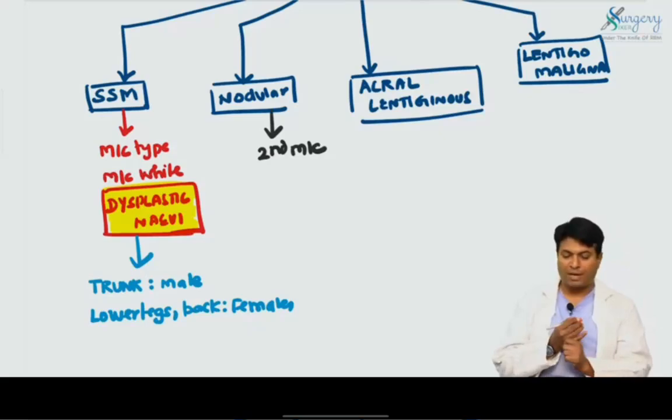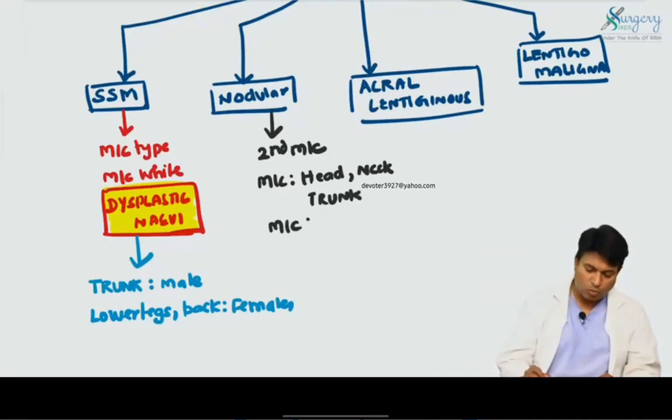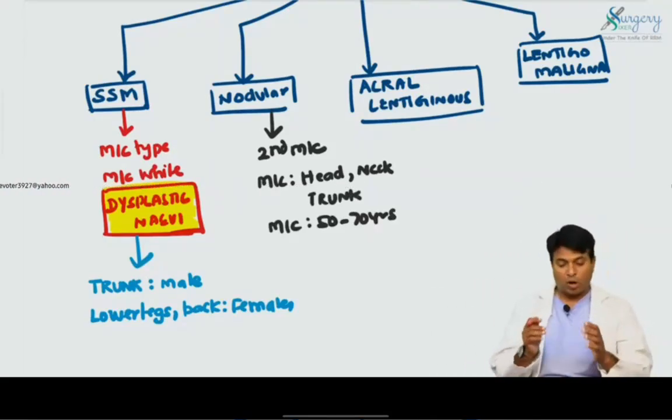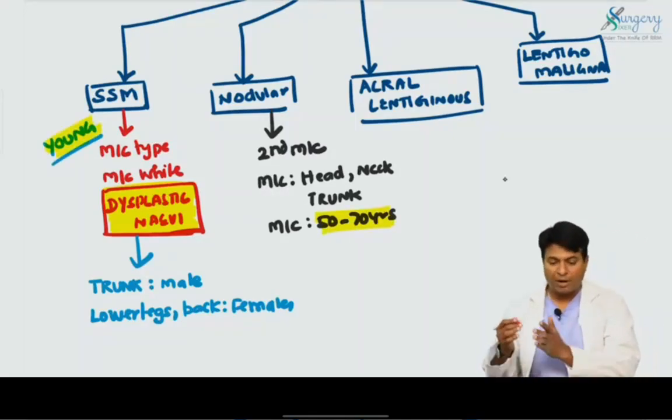Nodular melanoma is the second most common type. Please don't forget, the second most common type. It can happen anywhere, but most commonly it happens in the head and neck, followed by the trunk. It is most common in old age, and not common in young age. For example, superficial spreading melanoma is common in younger age, 20 to 40 years, but nodular melanoma is common in old age, 50 to 70 years.